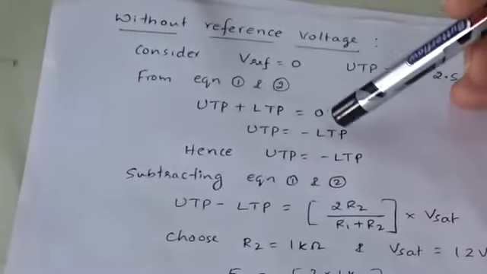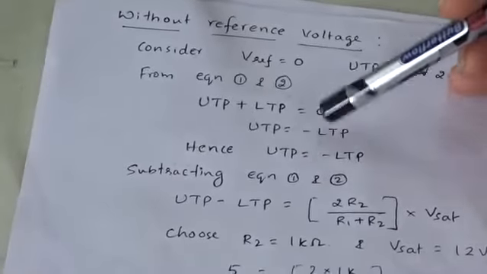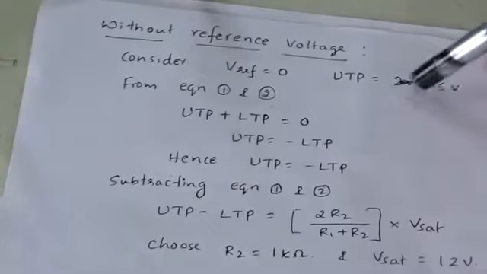So without reference voltage, I will consider the reference voltage V reference is equal to 0 and I will consider UTP is equal to 2.5 volt. Now if I add equation 1 and 2, on the left hand side we will get UTP plus LTP, that is equal to 0, and I can write it as UTP is equal to minus LTP. So from this equation I can consider LTP is equal to minus 2.5.